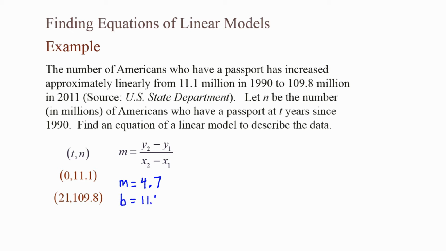Also, we have the ordered pair (0, 11.1), which means my y-intercept is 11.1. Using our slope-intercept form, we can write the equation of our line. Now we can find the equation of the line. My y value is n, my m is 4.7, my x value is t, plus b, my y-intercept, 11.1. The equation of the linear model to describe our data is n equals 4.7t plus 11.1.